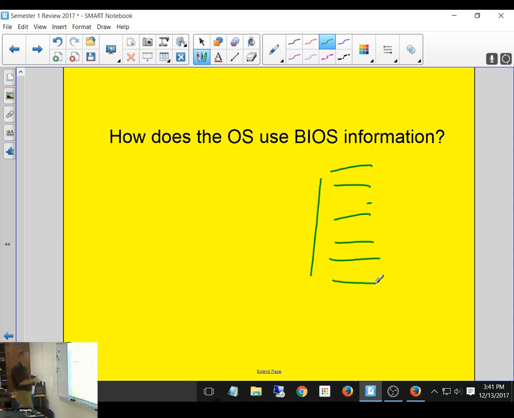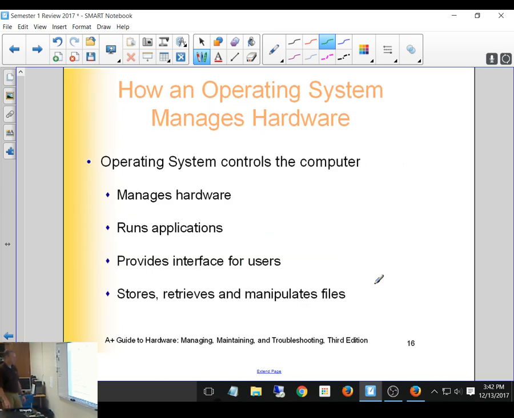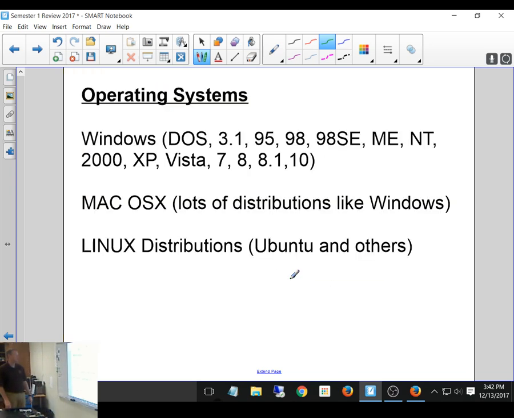It does that by either using BIOS drivers or its own drivers in the operating system, and we know the operating system drivers are more efficient and faster than BIOS drivers. So BIOS basically first looks in the CMOS chip, says where's the operating system, tries to load from that location, and then eventually hands off control over to it, okay? The operating system itself manages hardware, runs applications, and provides our interface, which we know is called a GUI, or a graphical user interface, to allow us to run our programs, and to store, manipulate, and retrieve our files.